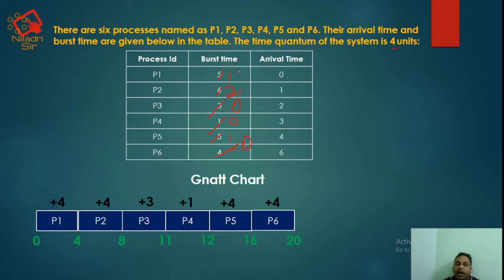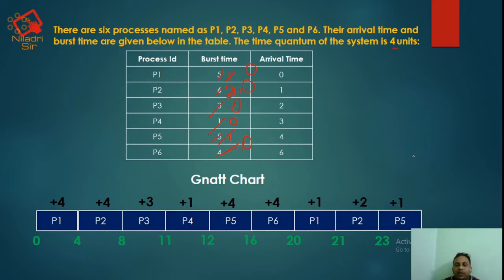Next, again come to P1. The burst time of P1 is less than the quantum time, so P1 will execute, and it will become 0. Next P2. P2's burst time is less than the quantum time, so P2 will execute for its burst time. Next P5 will execute for 1 microsecond.